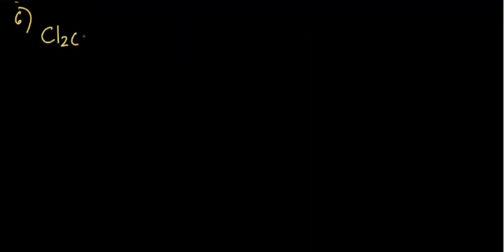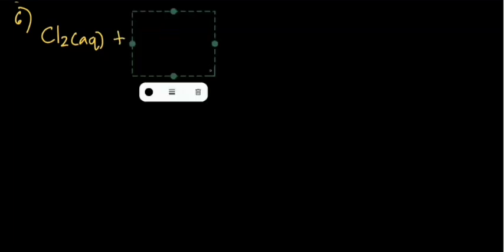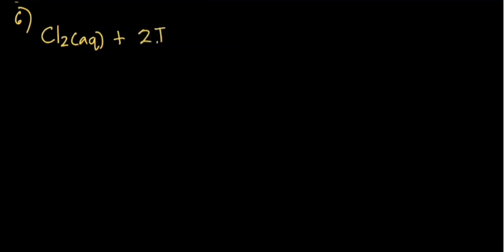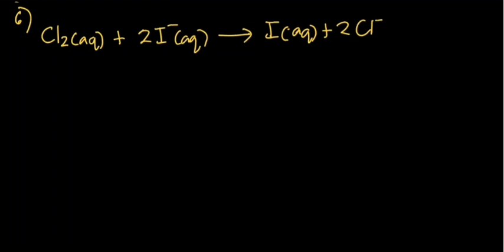Okay, so for number 6, we're given this reaction. Chlorine is added to 2 cubic centimeters of a dilute solution of potassium iodide. The equation for the reaction between chlorine and iodide ion is this one. Which statement is correct?